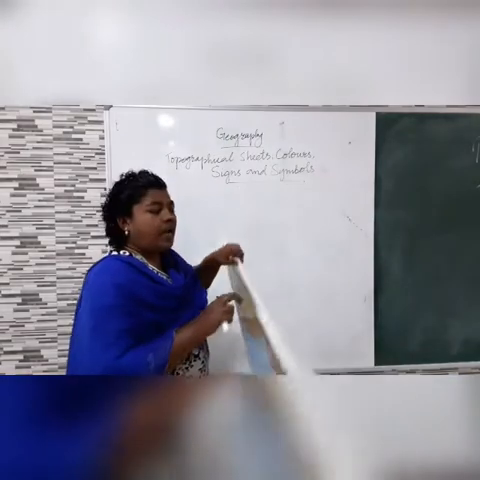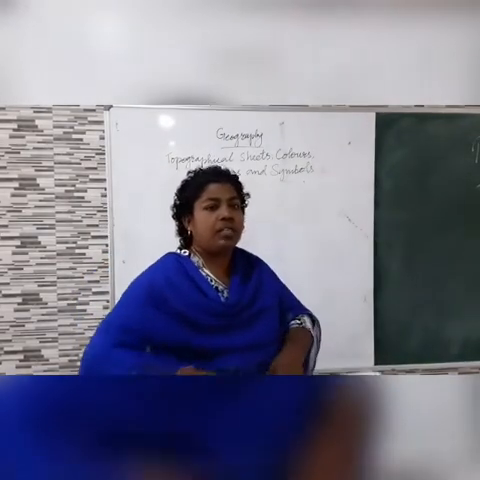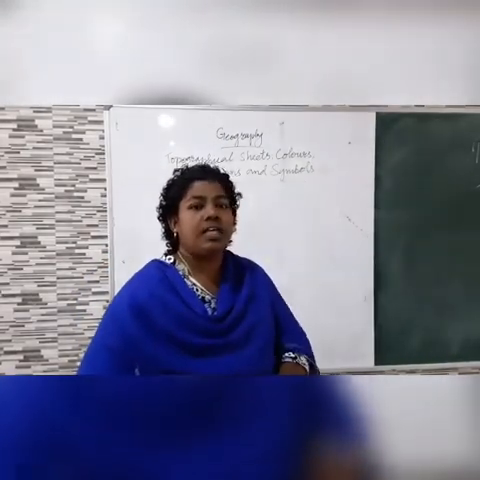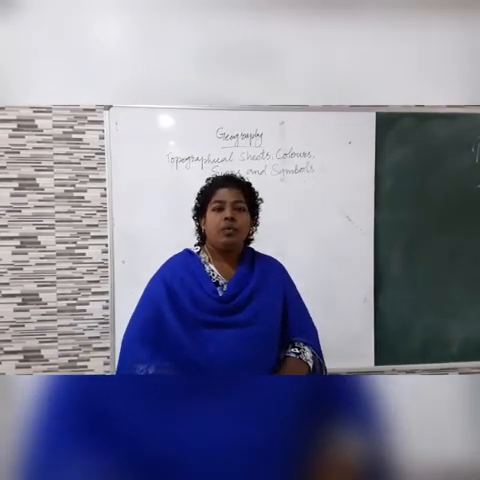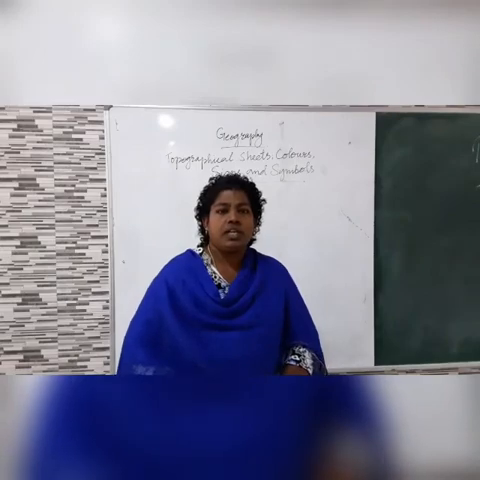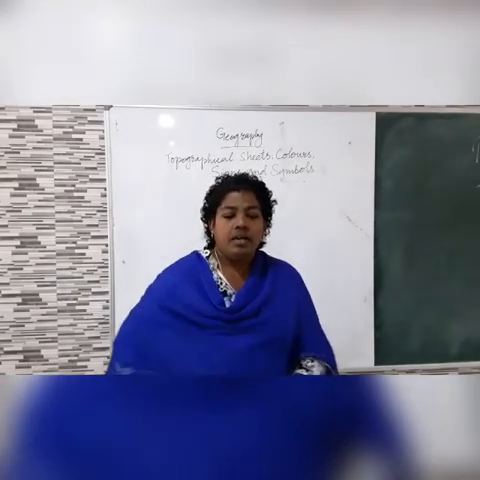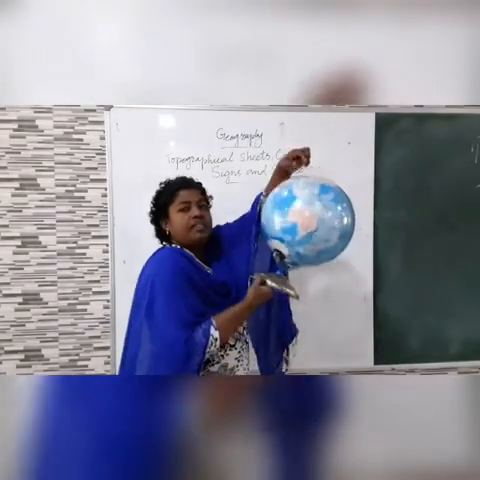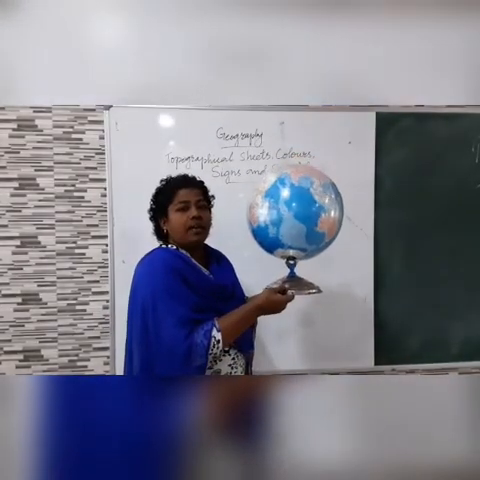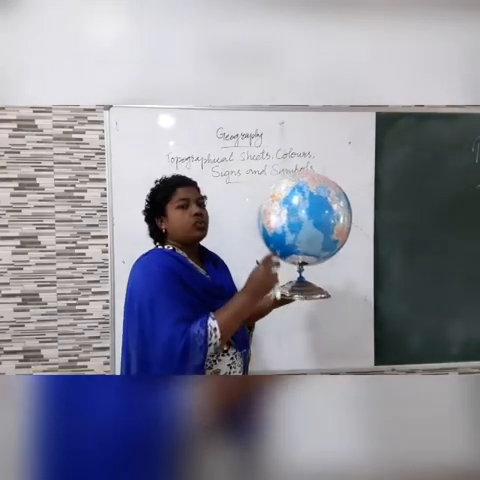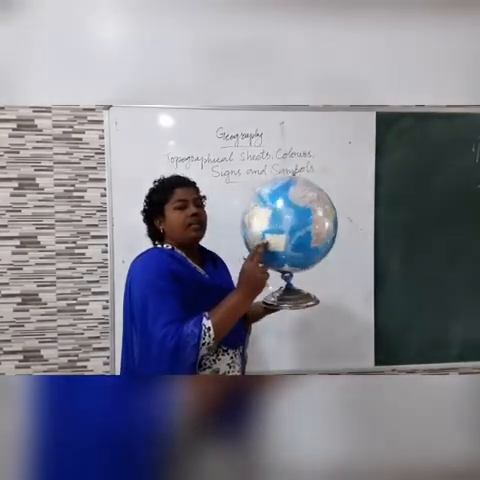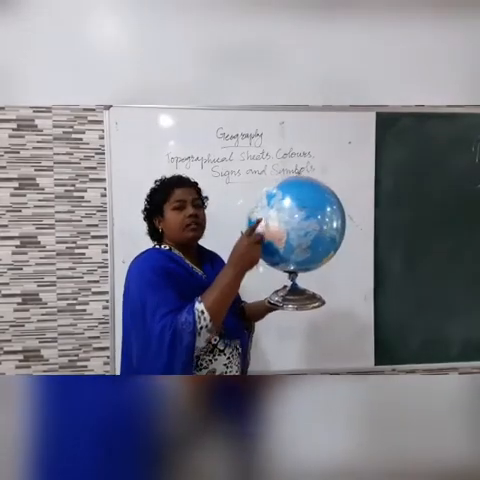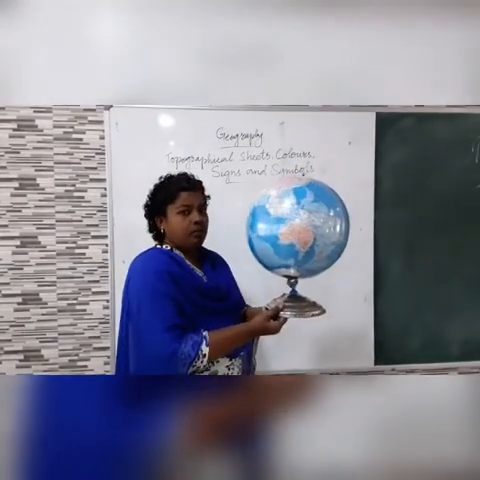Is it? And one more thing also shows the representation of the earth. Can anybody say what the other thing is that shows the representation of the earth? Yes, it is the globe. A globe is a miniature model of the earth. It also shows how the earth looks and what the shape of the earth is. All those details we can get from this globe.